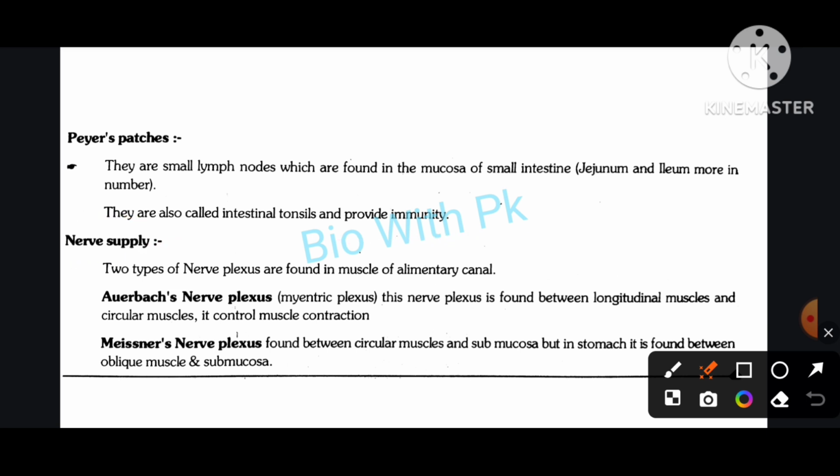Nerve supply. Two types of nerve plexus are found in the muscle of the alimentary canal. Auerbach's nerve plexus, the myenteric plexus, is found between the longitudinal muscles and circular muscles. It controls muscle contraction. Meissner's nerve plexus is found between the circular muscles and submucosa, but in the stomach it is found between the oblique muscles and submucosa.